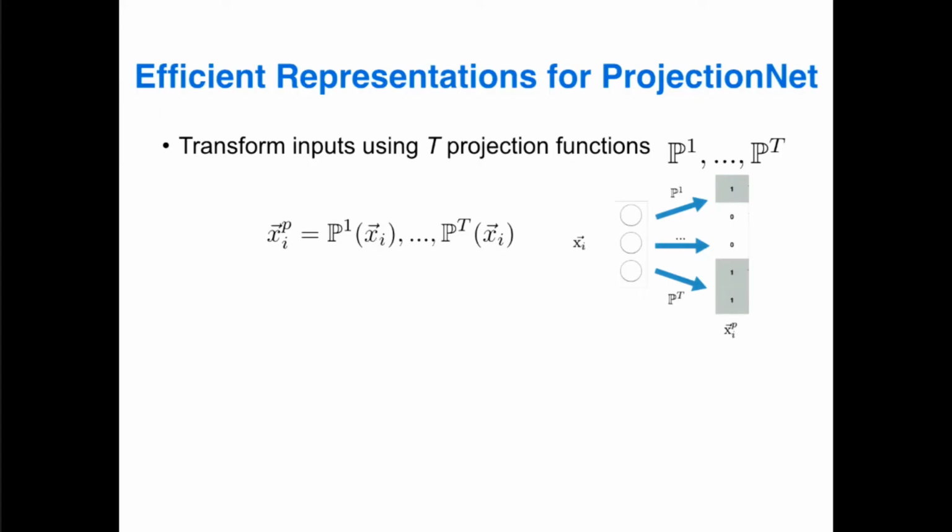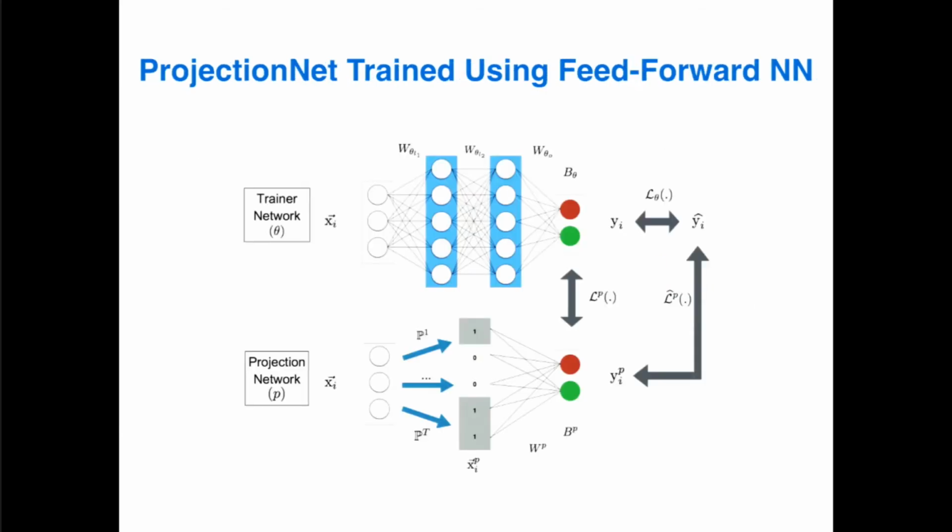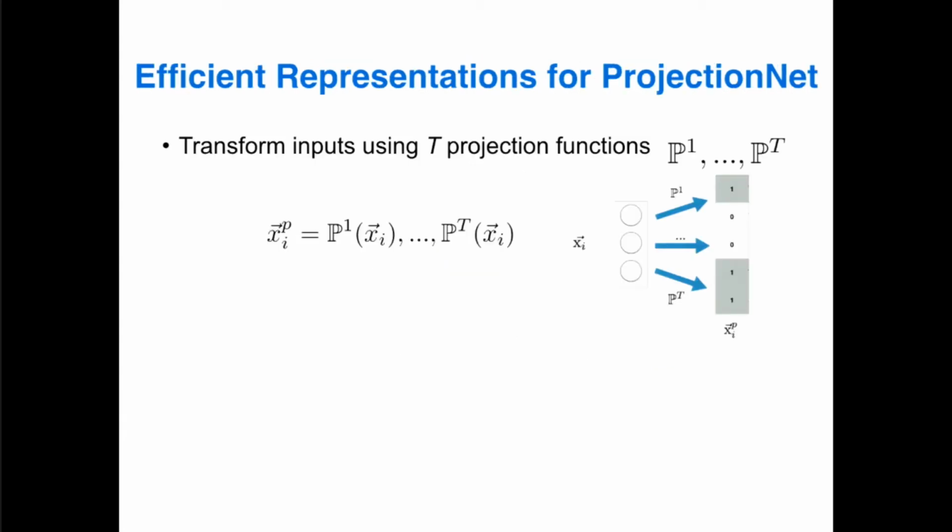So there are some key aspects of how you represent this projection net. What are the operations that you saw in the previous slide? What is this thing here? Essentially, it's a way of transforming some inputs, and we parameterize this as t different functions. For any input layer, we apply t different functions to that layer and generate some representations. Each of those t functions generates a d-dimensional vector. So the complexity is t times d.